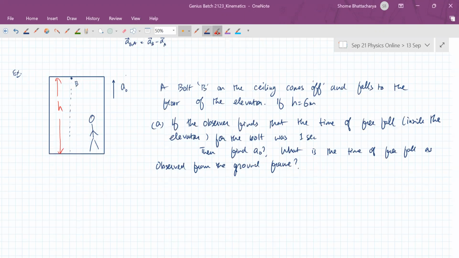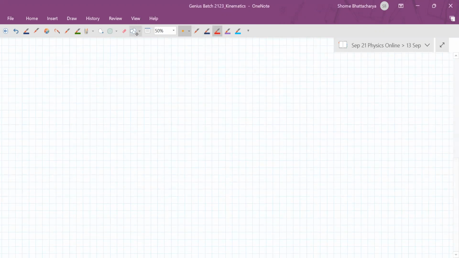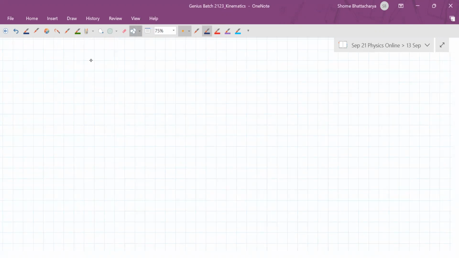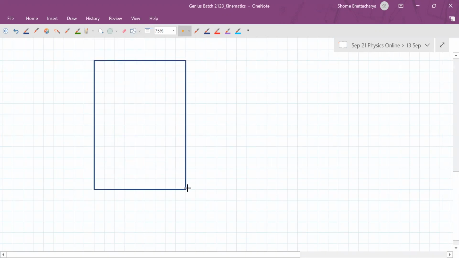Very good. Okay, so let's solve this question by using the relative motion concept first. Then we can also solve it by looking at what's happening in the ground frame. But the easiest and most natural way of solving this would be for the observer inside the elevator. In his frame, what is happening?